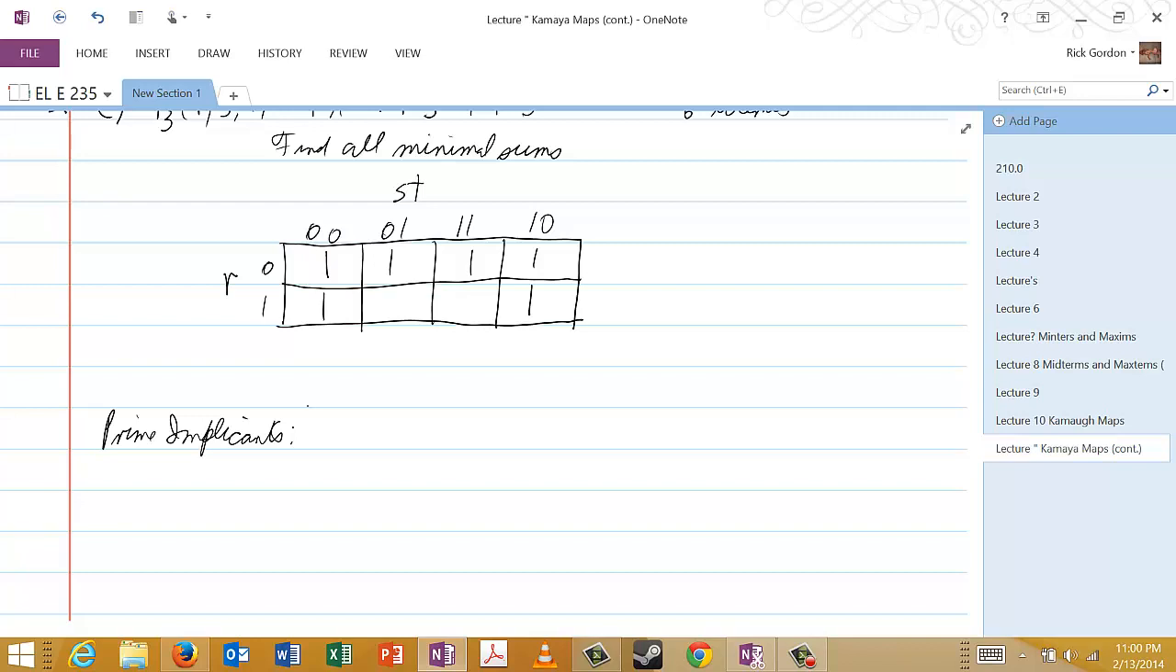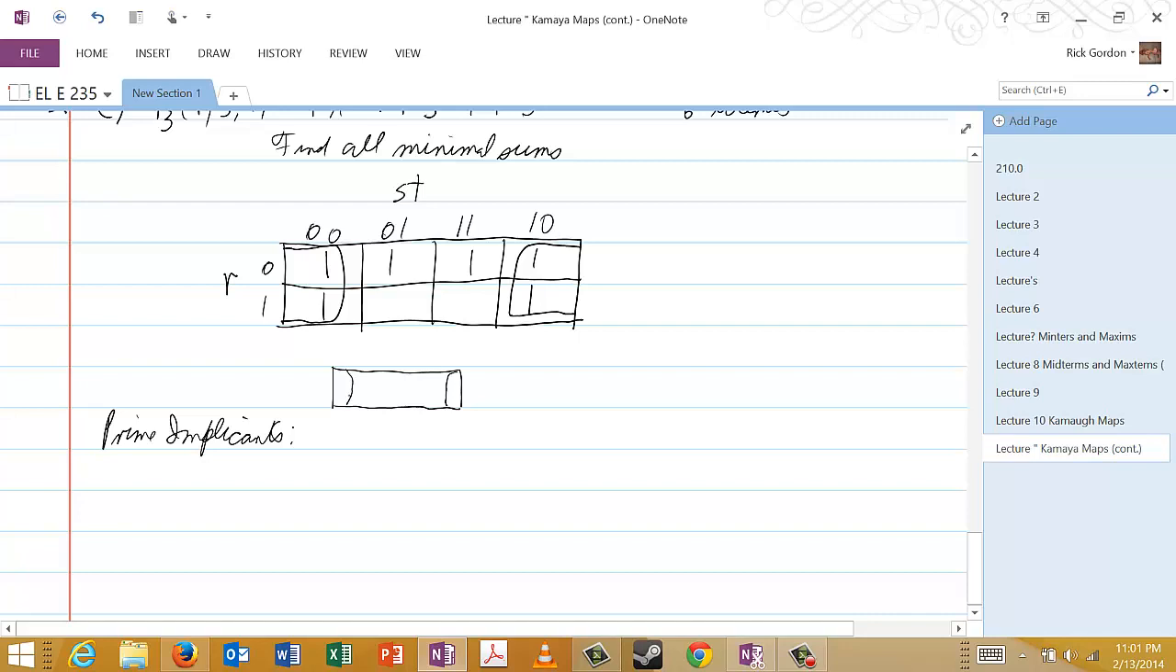So since it's a trickier one, I'll handle it first. We can group together these 2 one cells with these 2 one cells, if we remember that the right and left edges of the Karnaugh map are connected, and that will give us a rectangular grouping of 4 one cells. So that's one that's easy to miss, and you want to make sure not to miss it. So there it is.